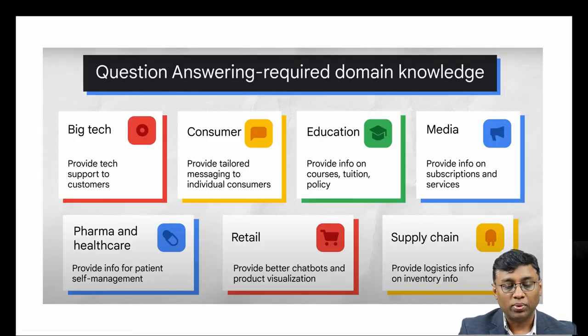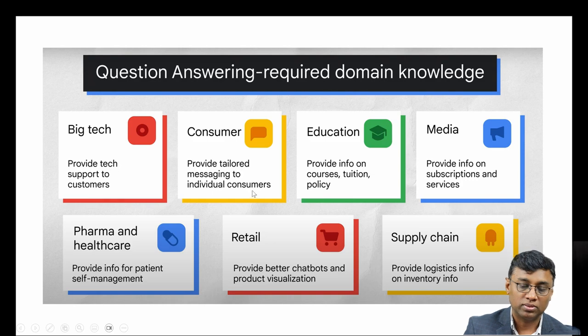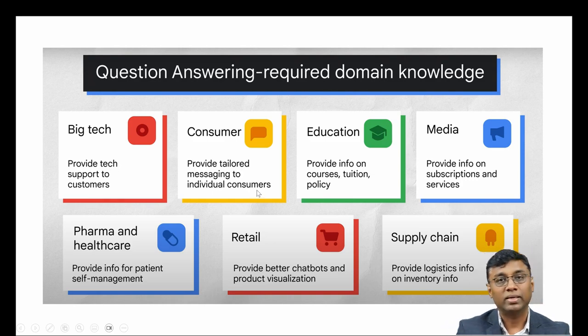Let's take question answering, which requires domain knowledge, right? For example, if you have a big tech company, you provide tech support to customers. So you can always deploy this as customer service for a technical company. And for the consumer, you can provide tailored messaging to individual customers in terms of individual emails, individual messages. On the education side, it provides information on courses, tuition, and policy. For media, you can provide information on subscriptions and services.